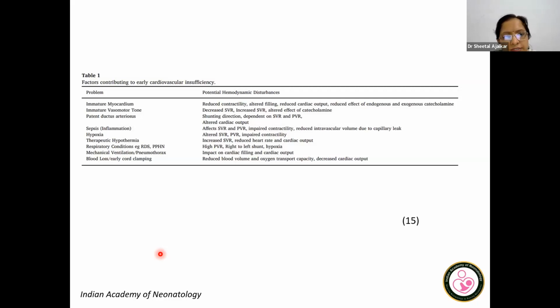And the respiratory conditions like PPHN, they will have high pulmonary vascular resistance. There will be right to left shunts and hypoxia. Mechanical ventilation again will have an effect on the cardiac filling and on the preload. And the IVC preload can be less.